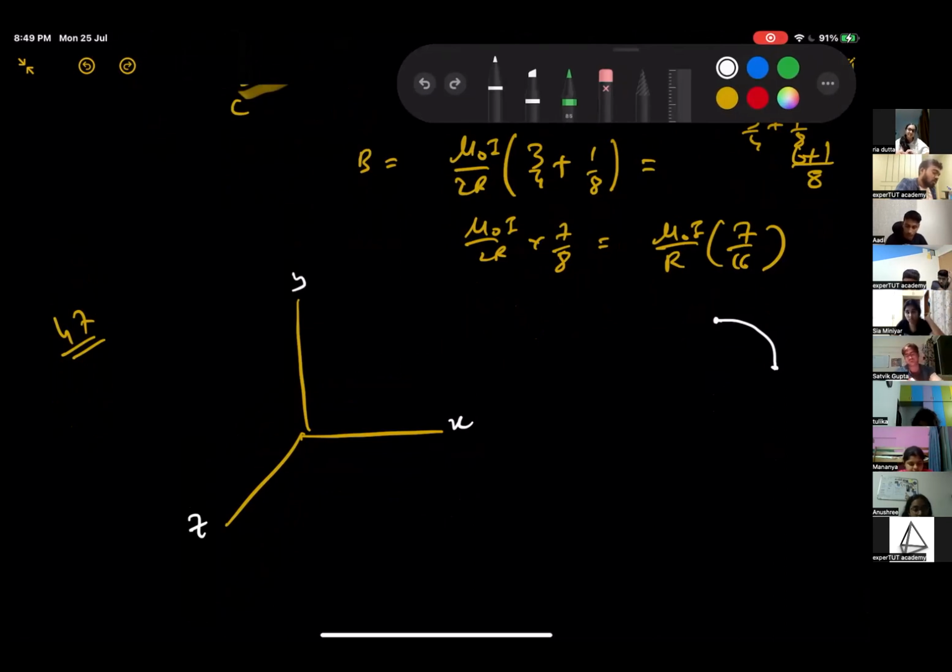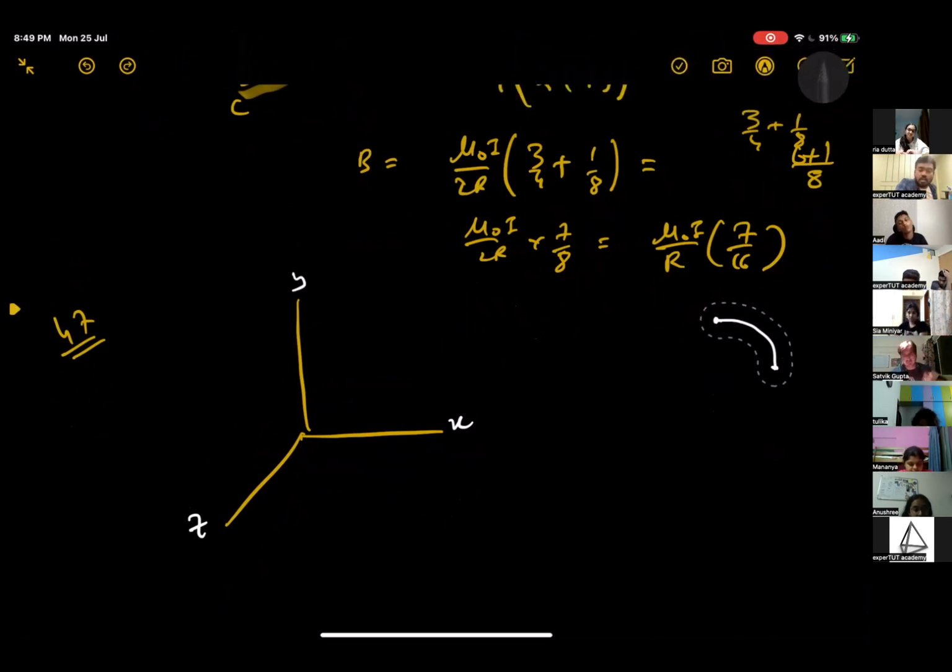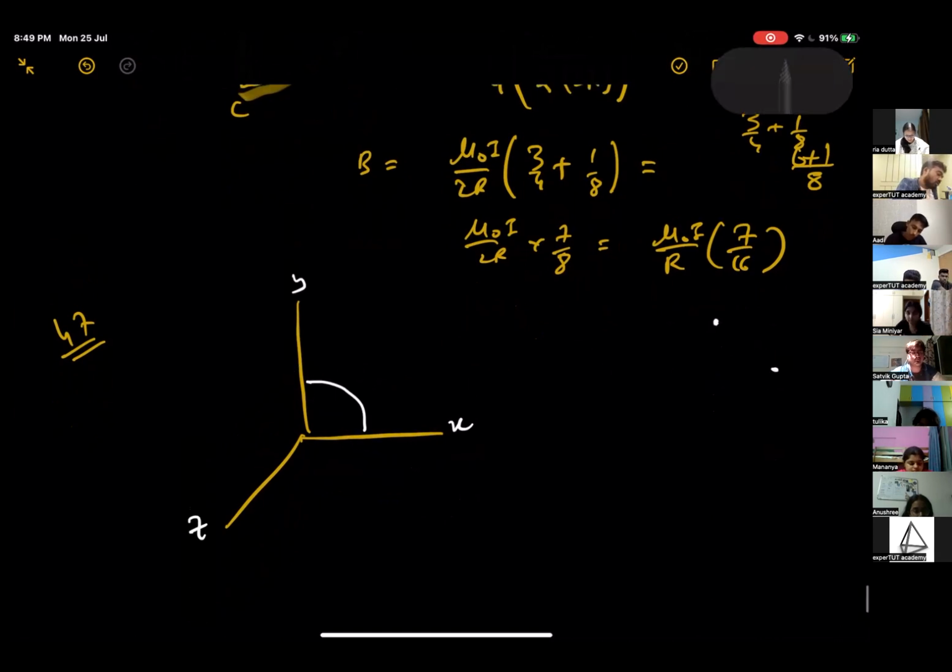These loops are situated such that their center is the origin, right? So one is like this. Sorry, one is like this. Okay. The other is in the YZ plane like this, right? And there is ZX plane like this. Understood or not?